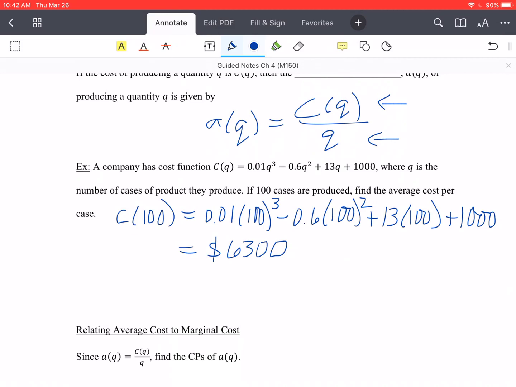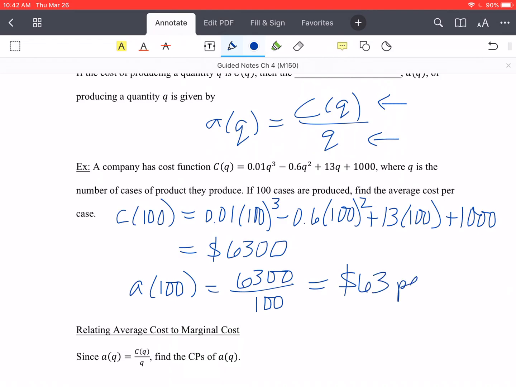So the average cost of 100 would be total cost over quantity, which of course is the 100. So that's going to be $63 per case. So that would be our average cost.